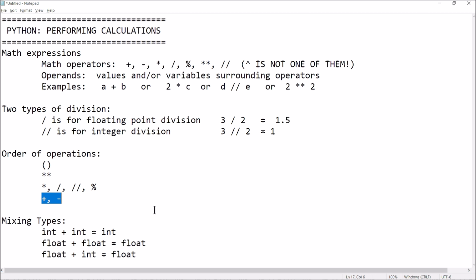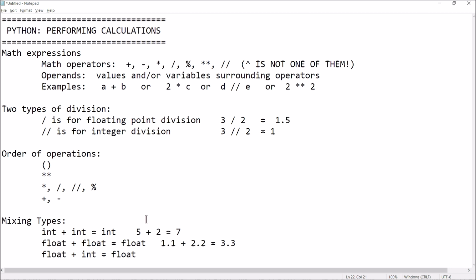Mixing types. Okay, so what happens if you try to add 5 plus 2, 2 integers, right? Or a plus b, where a and b are both assigned integers. Well, then the answer you're going to get is going to be an integer. So 5 plus 2 is equal to 7, right? What if you add a float and a float? Okay, well then the answer is going to be 3.3, right? It's going to be a float. An int plus an int is an int. A float plus a float is a float.